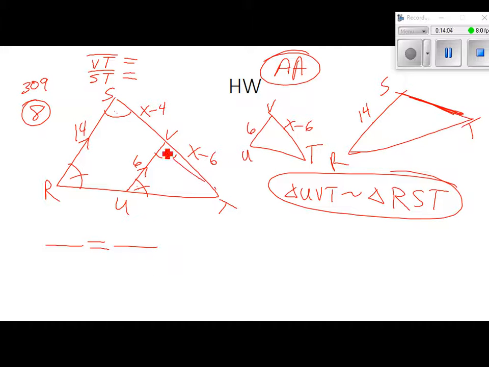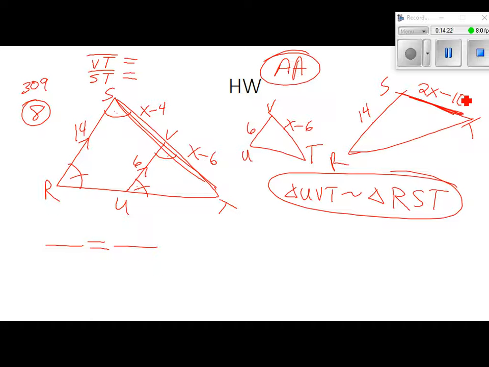We've got to add both these expressions together, right? What's X plus X give us? 2X. What's minus 4 and minus 6 give us? Minus 10. So now how long is segment ST? 2X minus 10. All right?